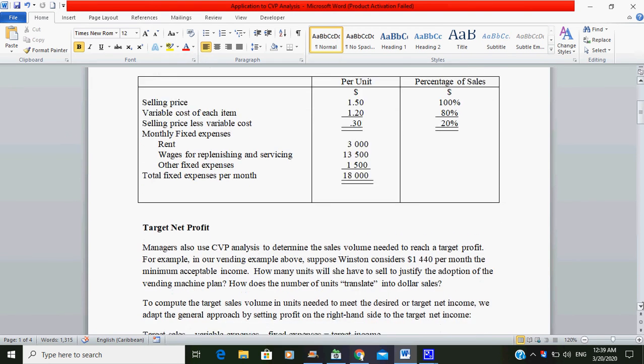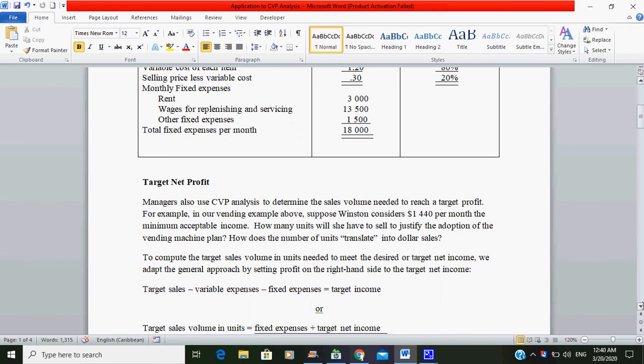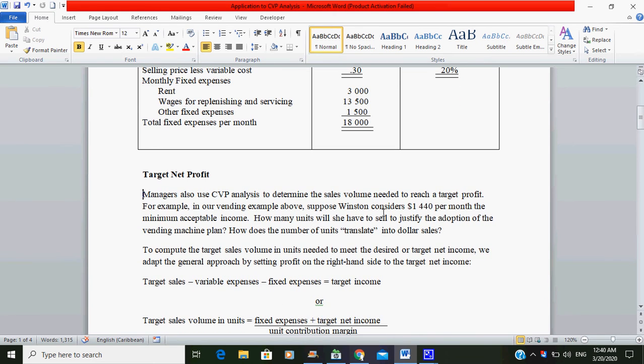Now look at target net profit. Managers also use CVP analysis to determine the sales volume needed to reach a target profit. For example, in our vending machine example above, suppose Winston considers $1,440 per month the minimum acceptable income. How many units will she have to sell to justify the adoption of the vending machine plan? How does the number of units translate into dollar sales? So in this case you want to find the number of units she will have to sell, and you also want to find the amount of sales in dollars.